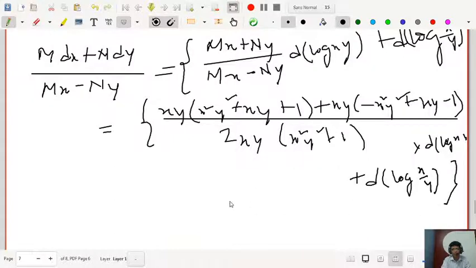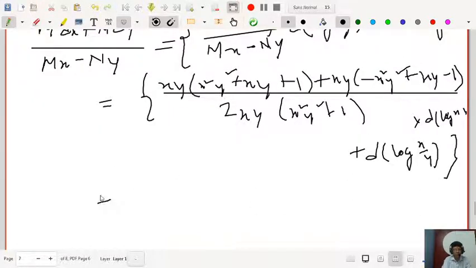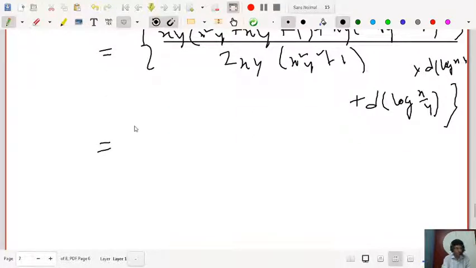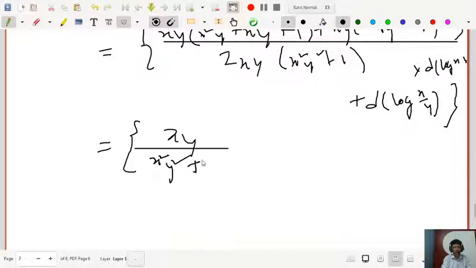Okay, so this is the term. If you open the bracket, you will see that some terms get cancelled: x square y square. If you take xy common from the numerator, and x square y square, and 1 plus 1 minus 1 get cancelled. So in the numerator you have only xy, and this xy gets cancelled, and 2 also gets cancelled. So your reduced equation, let me write the reduced equation, is xy by x square y square plus 1 into d of xy by xy.